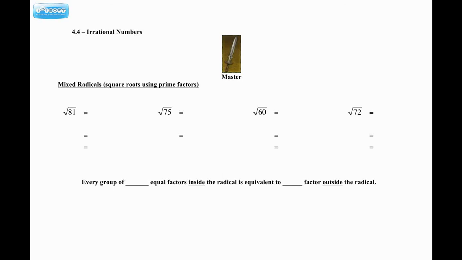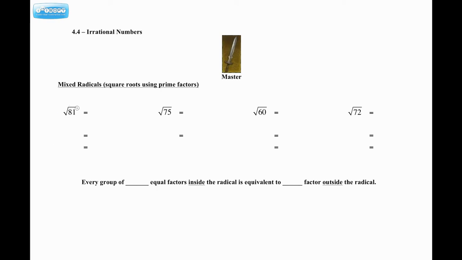Chapter 4, Section 4, Irrational Numbers, Master Level. Right now we're going to look at something called a mixed radical. Well, you know what a radical is, and that's this. It's when you have a number underneath some kind of a root. So it could be a square root or a cube root or something like that. And what I mean by mixed, I'm not going to describe that just yet because I think that'll become more apparent as we go along.